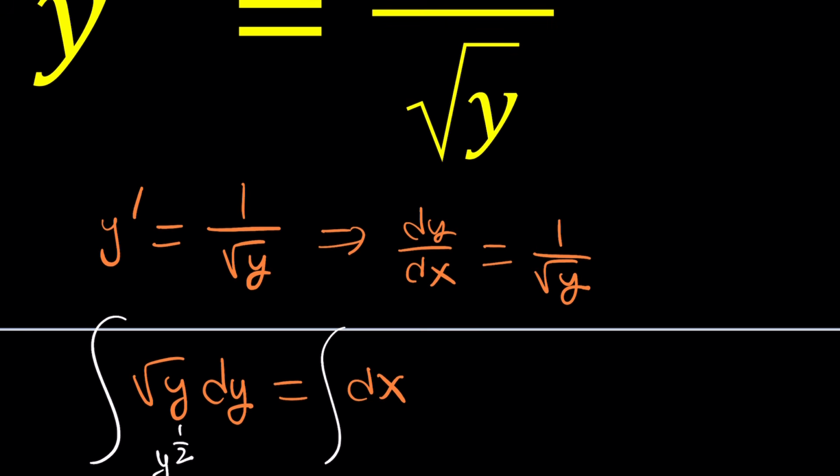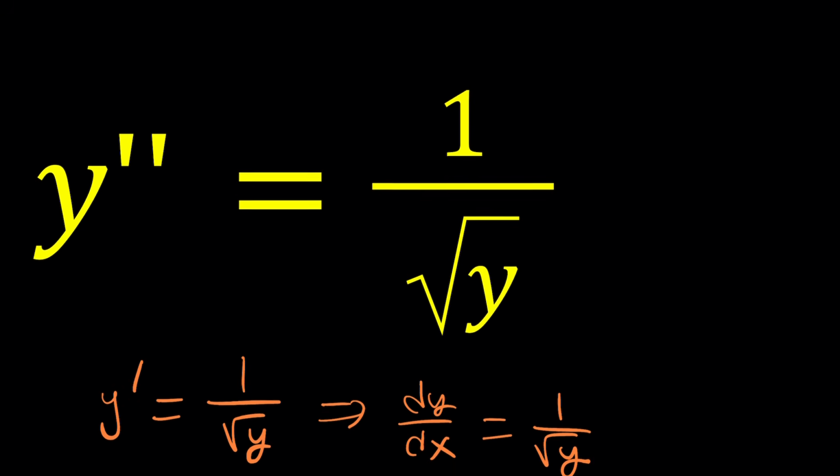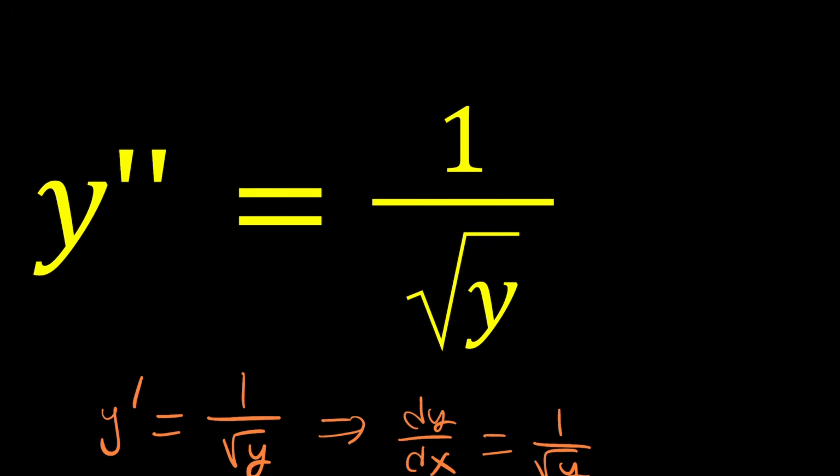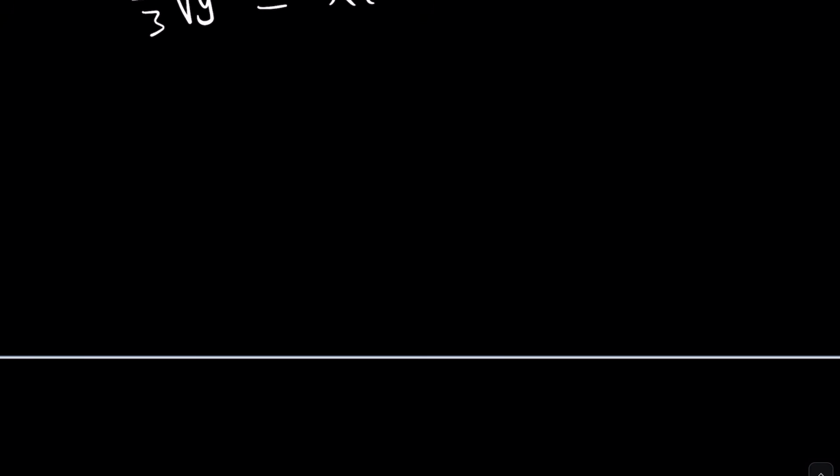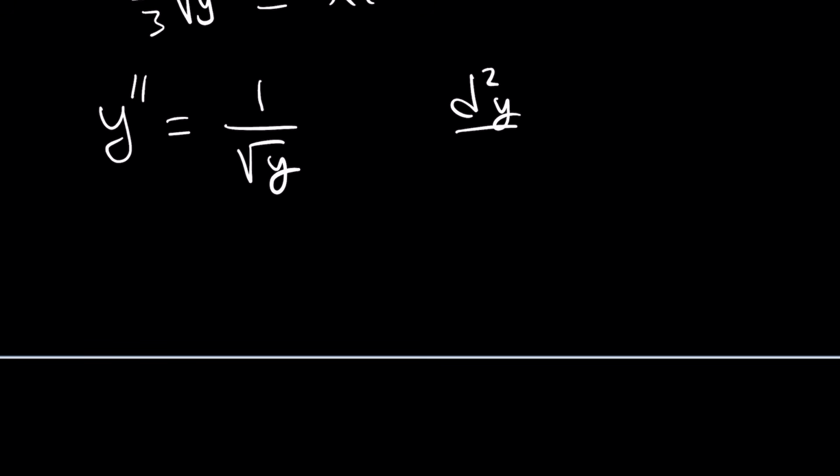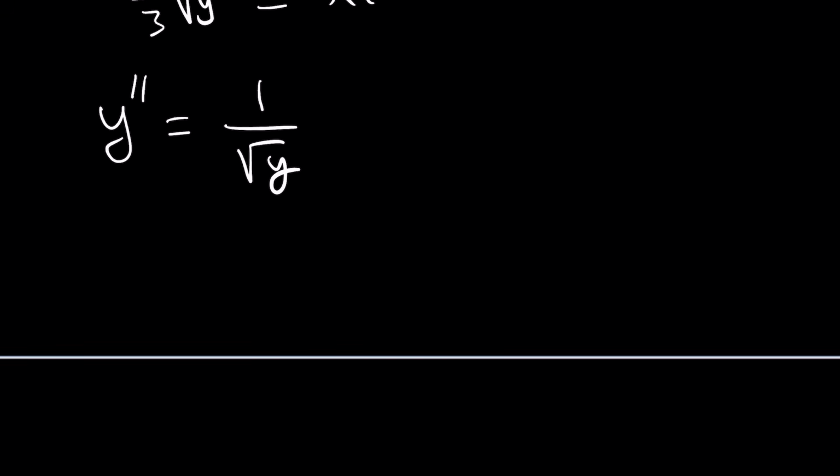Now, but we don't have that luxury. We have the second derivative. That's what makes this problem super interesting. So let's go ahead and see what happens in that case. You don't really have that option because if you wrote this as d squared y over dx squared equals 1 over root y, how are you going to handle something like this? That's going to be, I think, impossible. So instead, we're going to do a neat trick here, which is multiplying both sides by y prime.